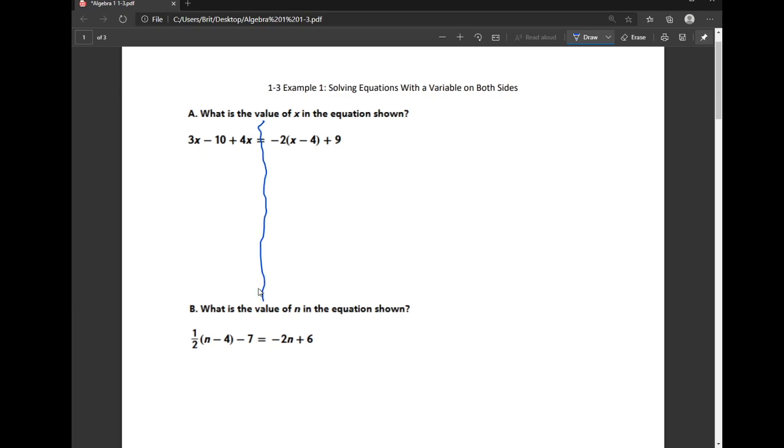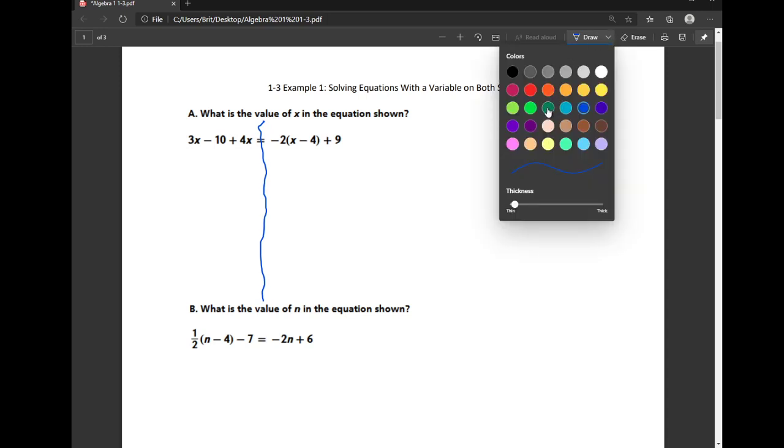Okay, that river is there to remind me that I can't have anything crossing that equal sign without using an inverse operation to cross the river. Alright, so if I want to move x's over or I want to move constants over, I have to make sure to use my inverse operations.